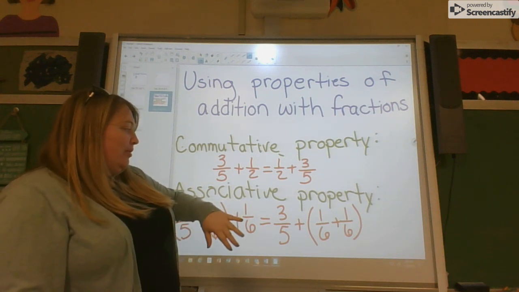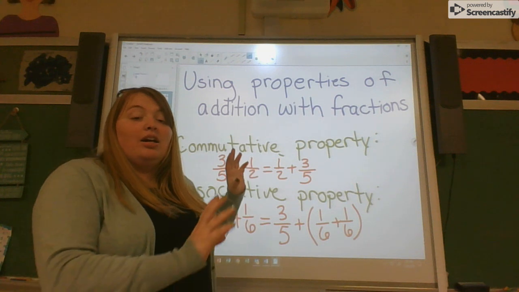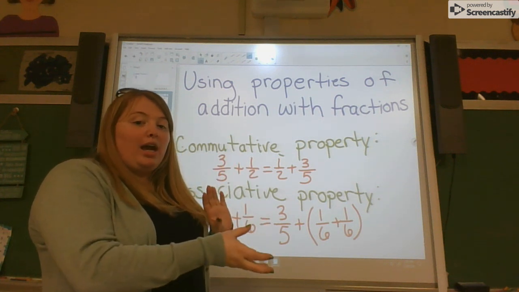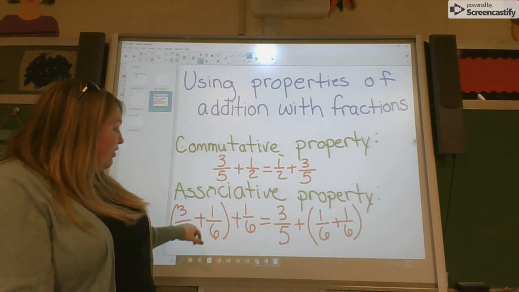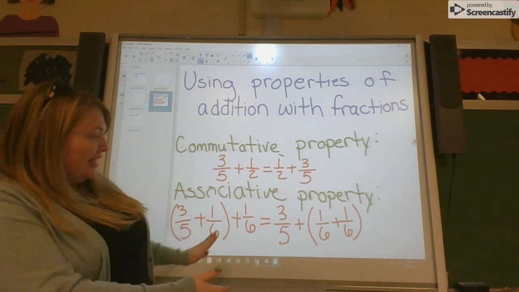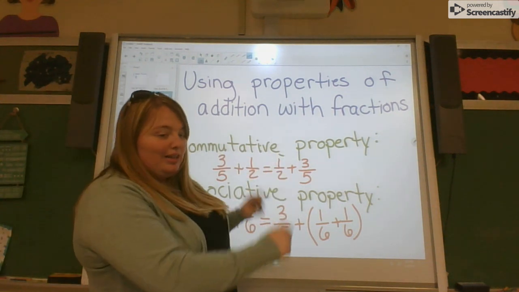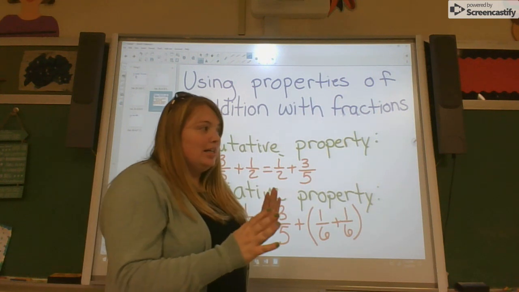The associative property says I can group numbers together and it's not going to change my answer. So if I have 3/5 plus 1/6 plus 1/6, that's the same as 3/5 plus, in parentheses, 1/6 plus 1/6. I'll get the same answer either way, doesn't matter.